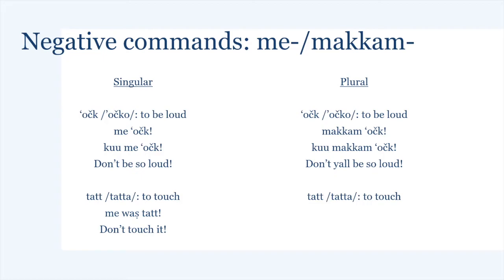Again, this can also mean you are touching it. So it really depends probably on intonation. If you say it forcefully, 매와시다, someone can understand it as like, don't touch it. But if you say 매와시다, you're touching it. So again, you can say 꾸 매와시다. So for the plural, you just add 막감. 막감 means you all. So 막감와시다. Y'all don't touch it. Like 막감와시다 or 꾸 막감와시다.